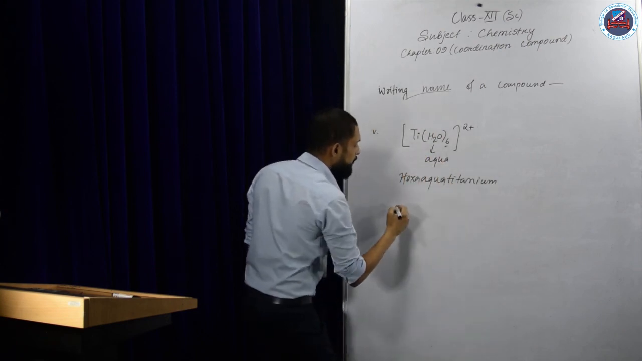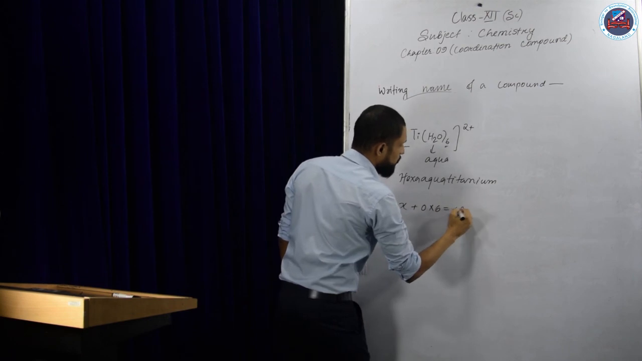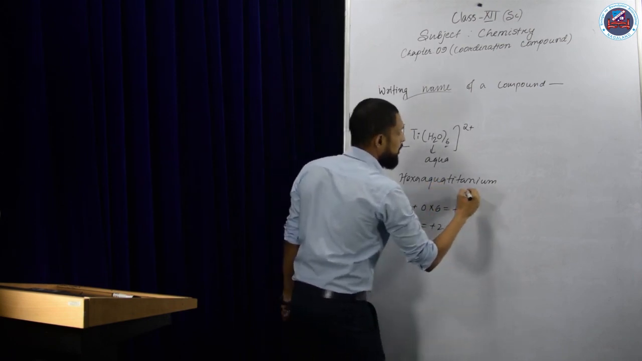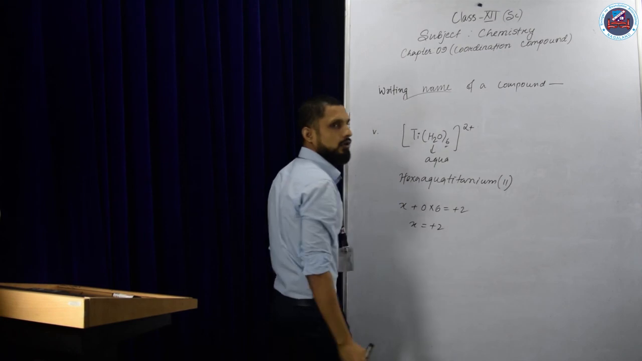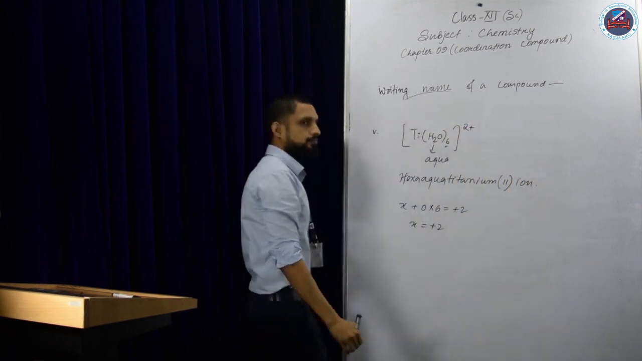After that, calculate the oxidation number. X plus 0 multiplied by 6 equal to +2. So oxidation number of titanium here is 2. And since it's 2 positive, we'll write ion.